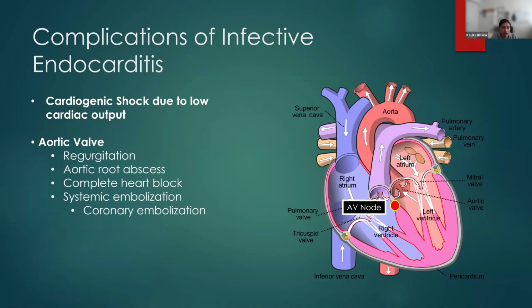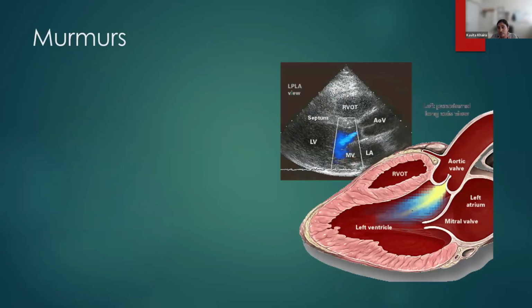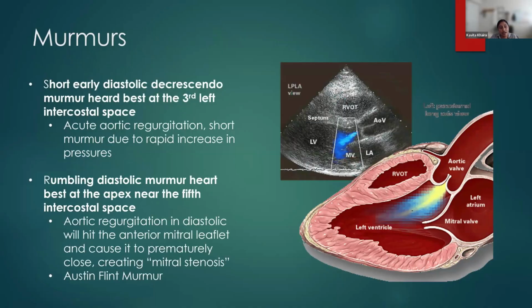These patients with aortic valve involvement can also have coronary embolism. In terms of the murmurs, the diastolic murmur is the aortic regurgitation, but then you can also get what we call the Austin Flint murmur, where the aortic regurgitation can press on the mitral valve and cause a functional mitral stenosis. And so that was that diastolic rumble, the Austin Flint murmur.